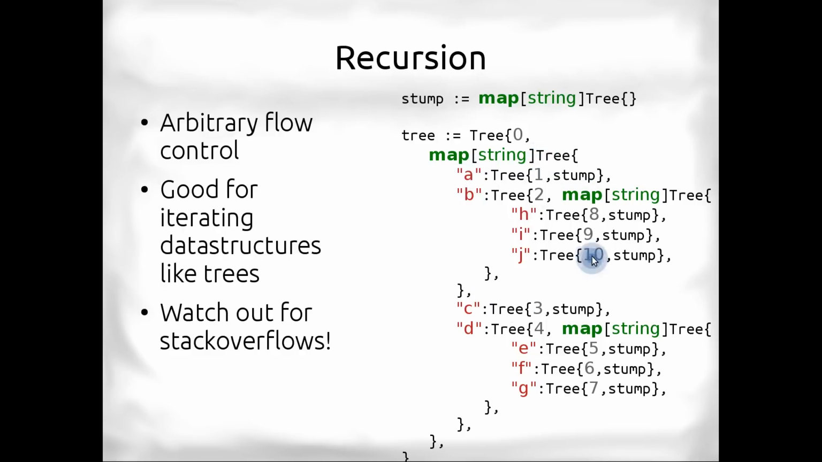We also have stumps, and stumps are basically a branch that doesn't have any children. It's just an empty map. So here we've got A, tree 1 stump, B, tree 2, and then it has a sub branch here. And you can see that we've got numbers 0, 1, 2, 3, 4, 5, 6, 7, 8, 9, 10.